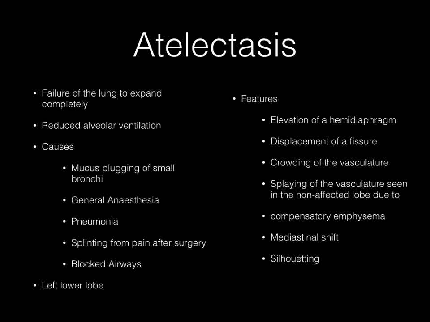As far as the features of atelectasis on the chest X-ray are concerned, what you see specifically are elevation of the hemidiaphragm, a displacement of the fissure towards the atelectatic side. You will see that there will be crowding of the vasculature or splaying of the vasculature seen in the non-affected lobes due to compensatory emphysema. You could see mediastinal shift on very few occasions, especially when you get collapse, but not necessarily only with basal atelectasis. And sometimes you can see the silhouette sign, which means the lack of the crisp differentiation of the denser structures from the lighter structures.